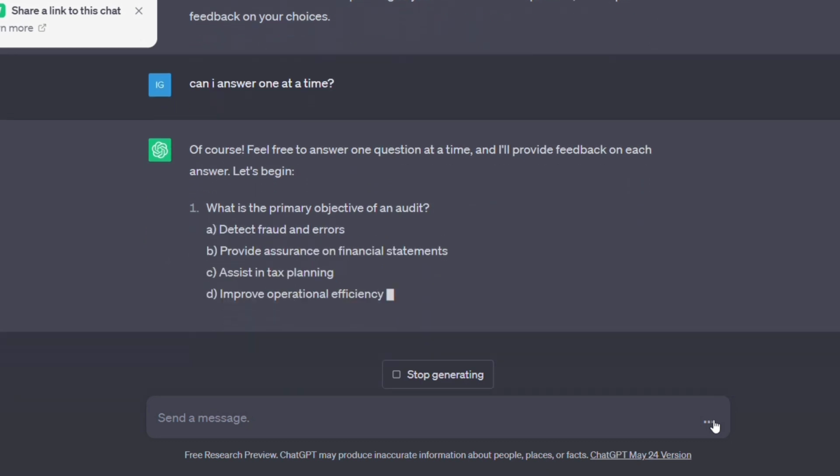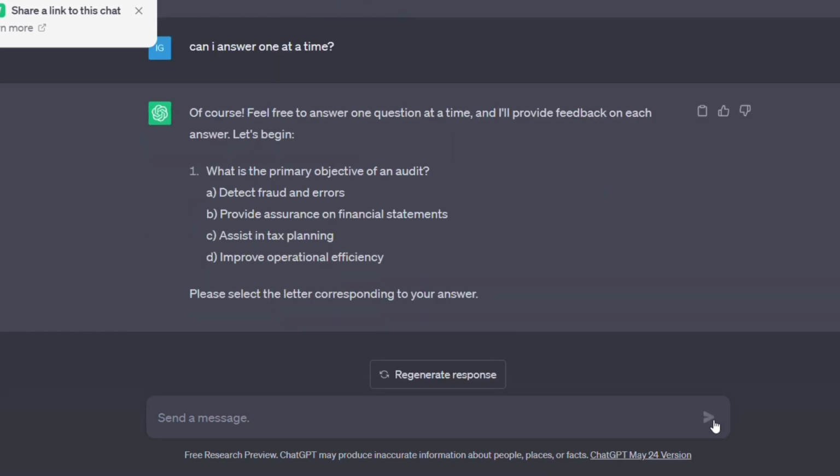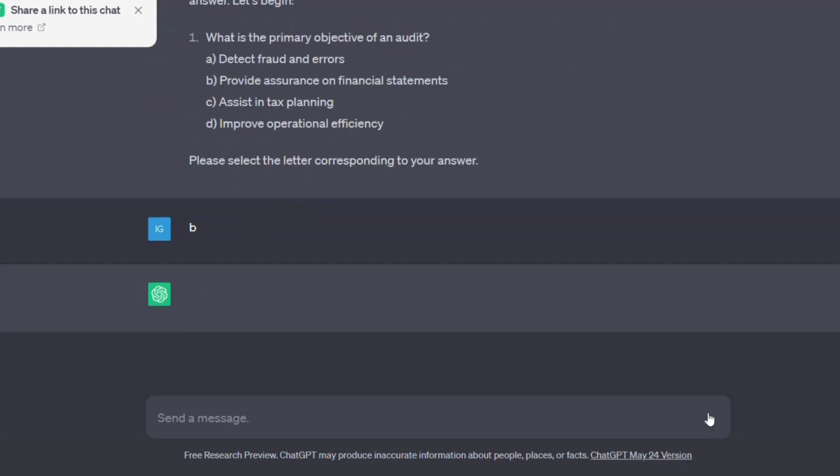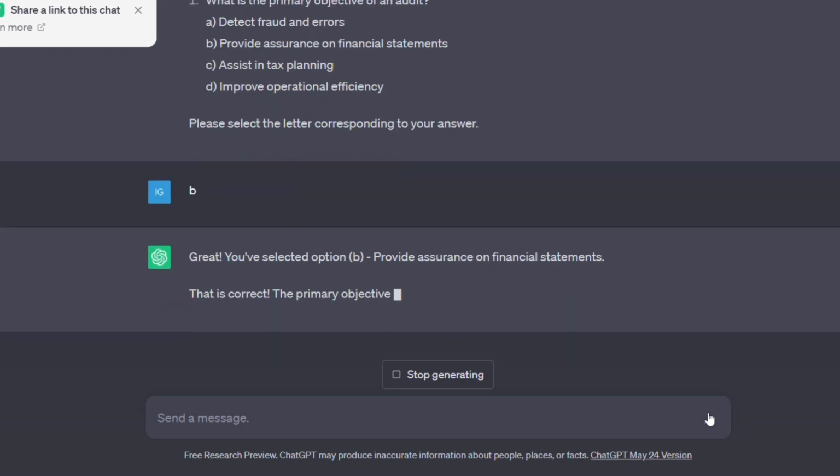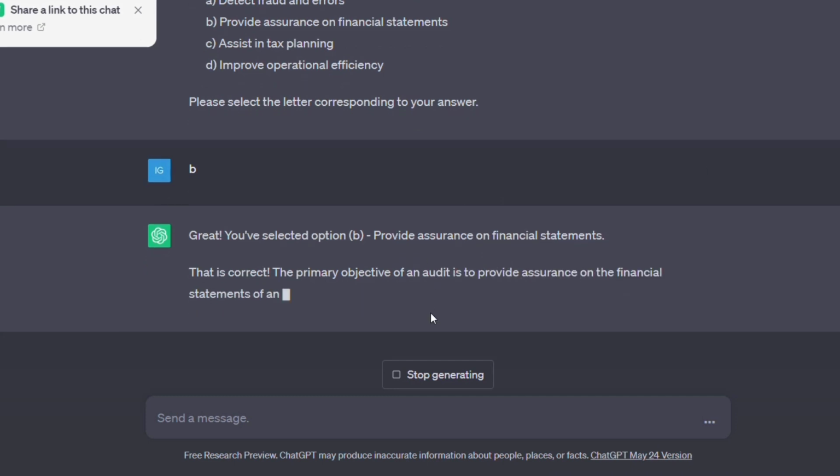Okay, let's start. What is the primary objective of an audit? Letter A, detect fraud and errors. Letter B, provide assurance on financial statements. Letter C, assist on tax planning. Letter D, improve operational efficiency. So, the answer is very clear, diba? For me, that's letter B. Let's check if ever that's correct based on the AI. Great, you have selected option B, provide assurance. Oh, okay, so that's correct.